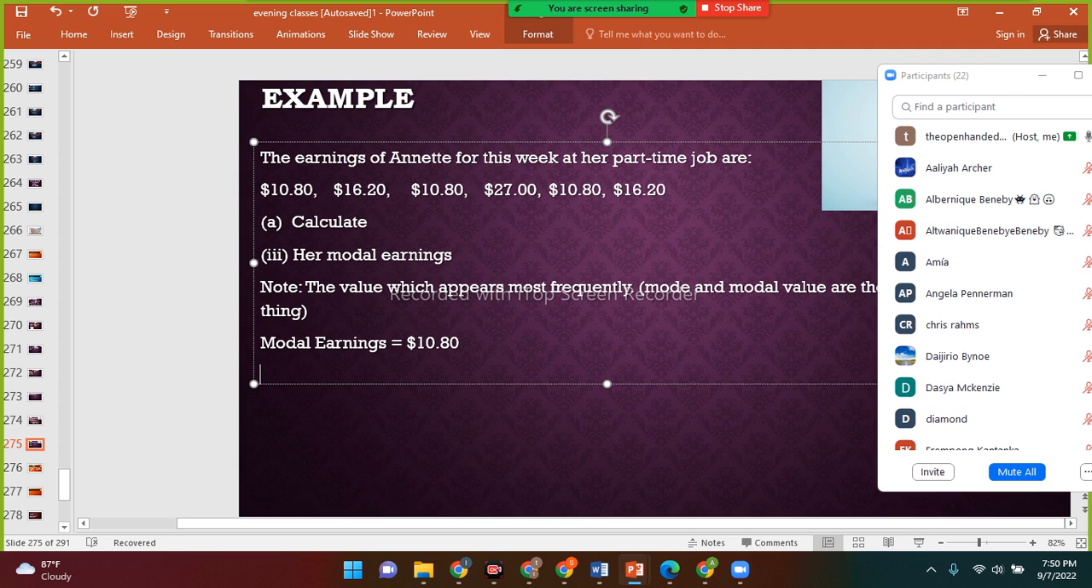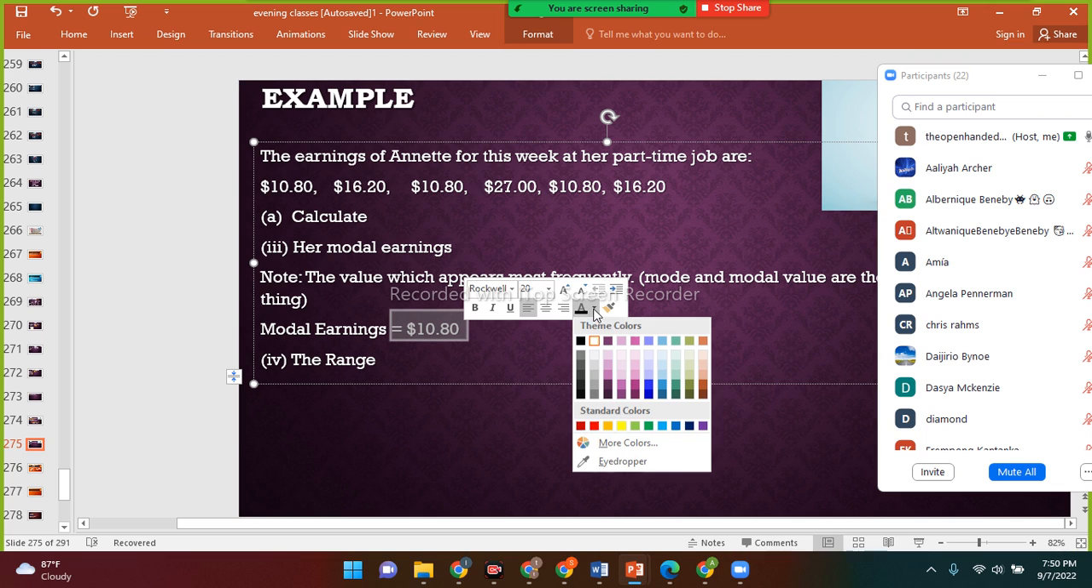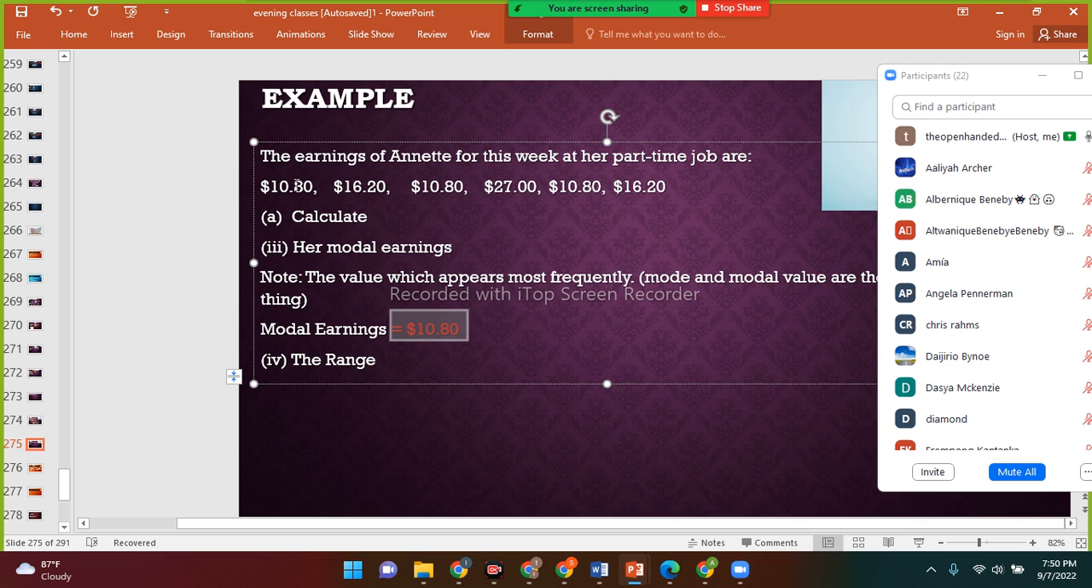The last one, which Albert asked for, is the range. Oh, by the way, it's 1080. Some people might not know why. It's 1080 because 1080 occurs 1, 2, 3 times, and no other value occurs more than that.